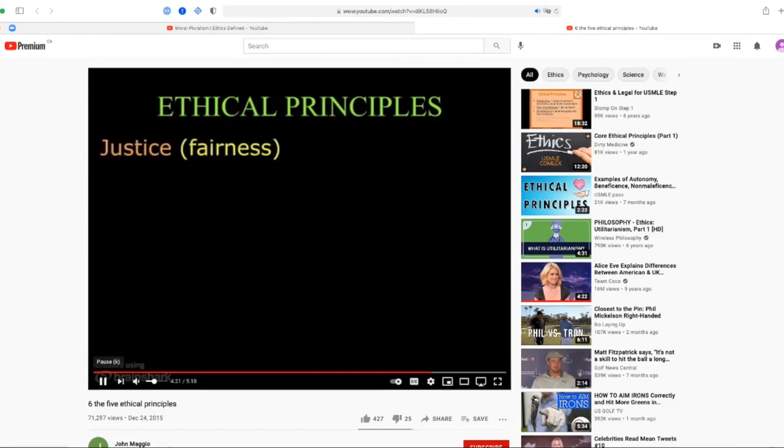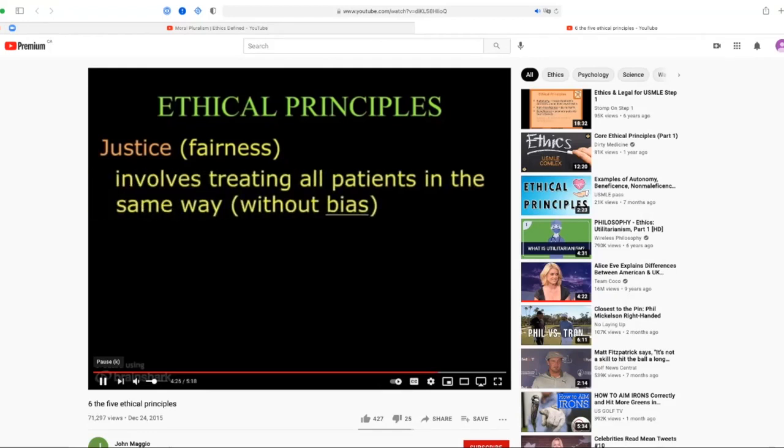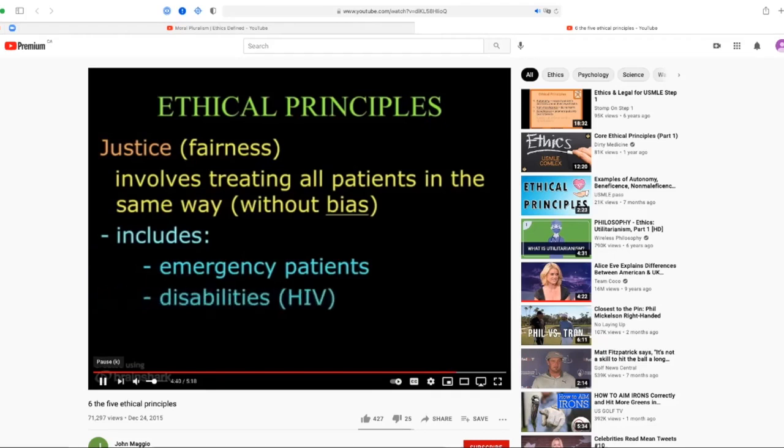The last principle is justice or fairness, which involves treating all patients in the same way without any bias. This would include emergency patients, making sure that they are treated in a timely fashion as you would for all of your patients, people with disabilities, and people who have access to care issues, so treating Medicaid patients the same as you would the rest of your patients. And finally, charity. We all have to look out for those who have no way to pay us.